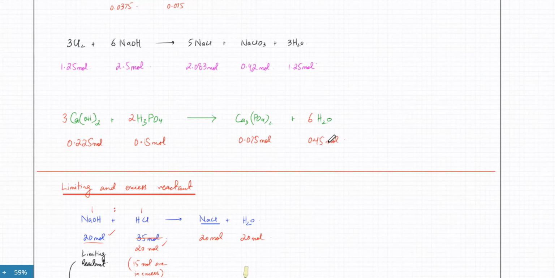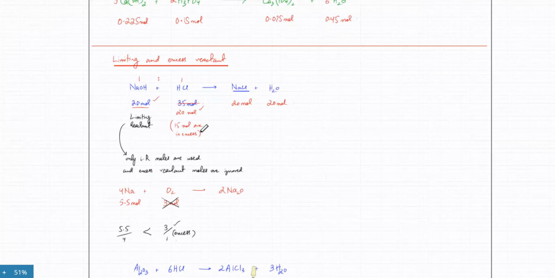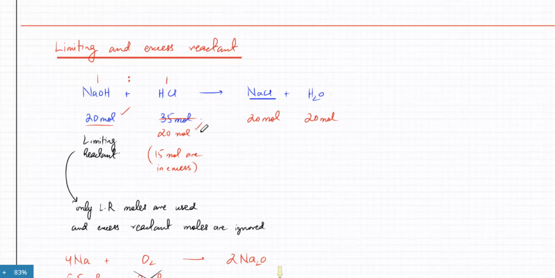And then we talked about limiting and excess. Sometimes what would happen is that 2 reactant moles would be known, but one of them would be in excess. Excess means more than the required amount. So 20 moles reacting with 35 moles, that's not possible. 20 will only react with 20 because the ratio is 1:1. So 20 would only react with 20. इसका मतलब है 15 moles are in excess और वो बच जाएंगे, ठीक है? They will be left at the end of the reaction. So you always use the limiting reactant moles. That's it.